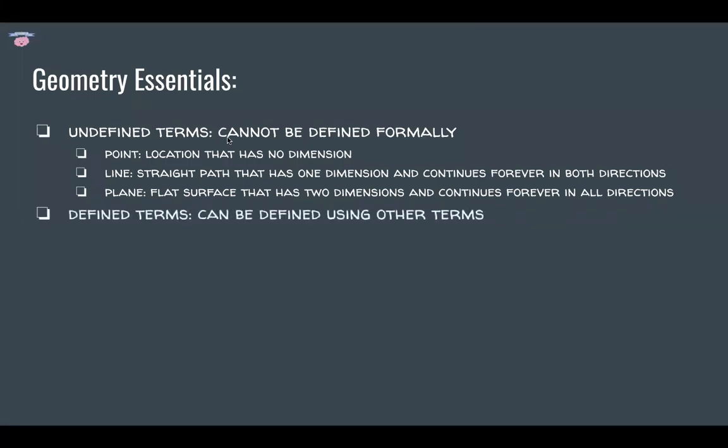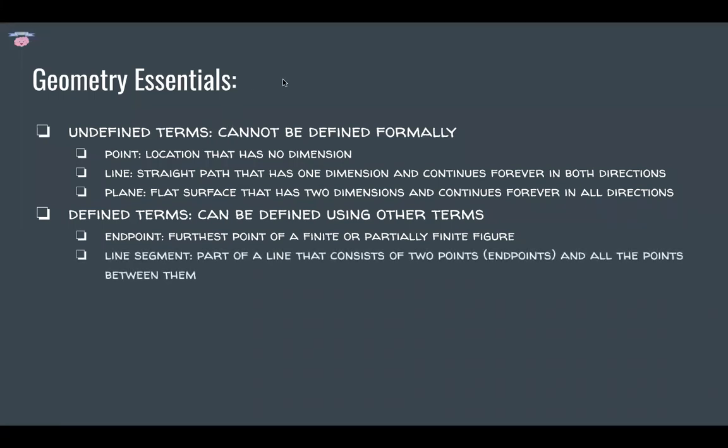Defined terms are terms that can be defined. So an example is the endpoint. And this is the furthest point of a finite or partially finite figure. This sounds complicated, but I'll show you examples as we define more terms, like a line segment. It's also called a segment, and it's basically part of a line that has two endpoints and all the points between them. So this is an example of an endpoint. It's the furthest point in this finite figure. But notice there's the partially finite example.